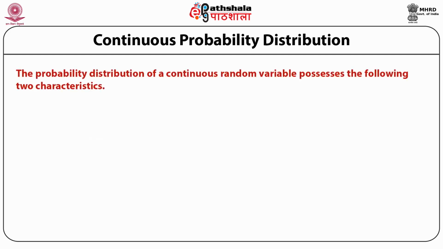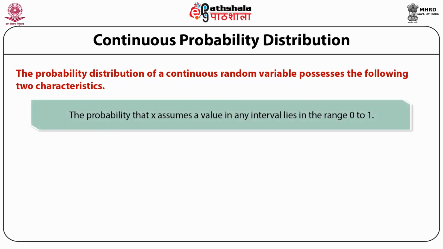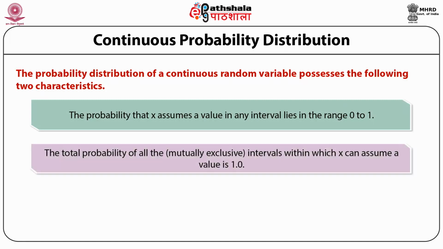The probability distribution of a continuous random variable possesses the following two characteristics. The probability that x assumes a value in any interval lies in the range 0 to 1. The total probability of all the intervals within which x assumes a value is 1.0. So total probability, or total area under the curve, is 1.0.